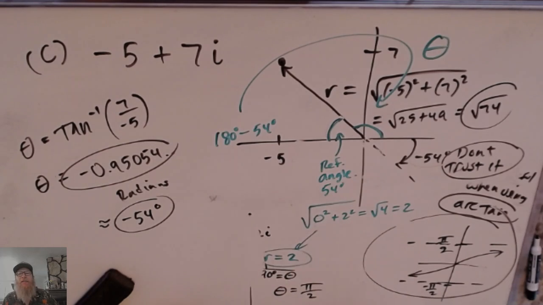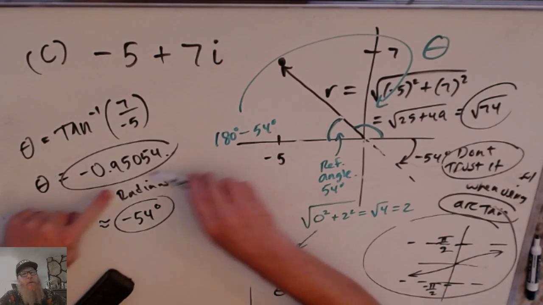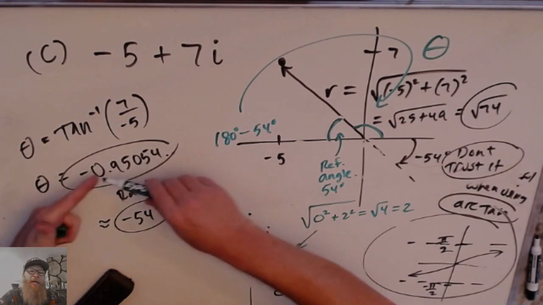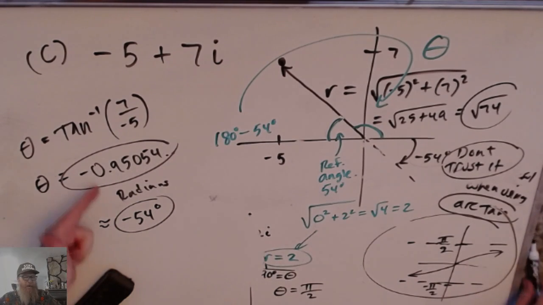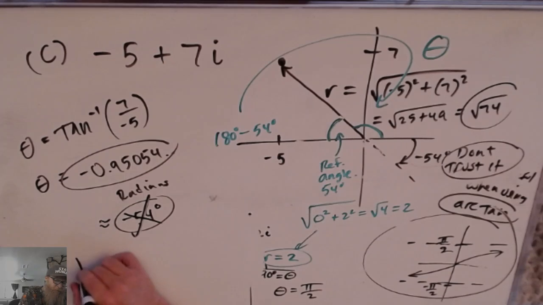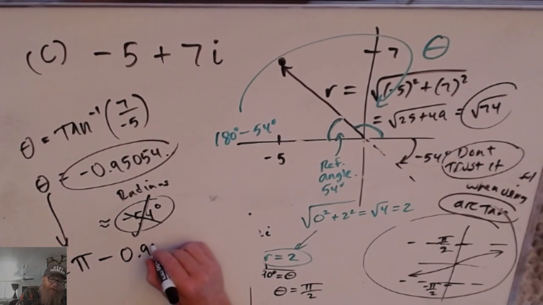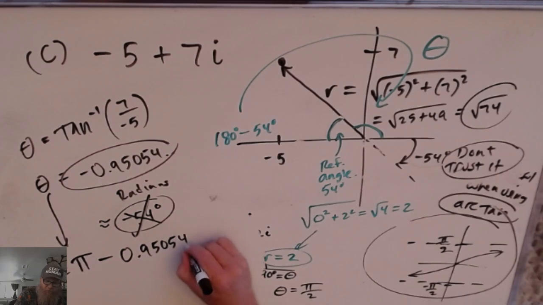I don't really want my answer in degrees. I know that most people, when they read this, you're like, what the hell is that, right? It doesn't look like an angle, all right? So we're going to keep it in radian mode, so we don't want that. We want pi minus 0.95054.